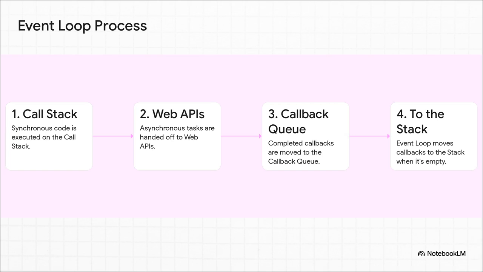And here's the play-by-play. All your normal synchronous code gets run one by one on something called the call stack. But if you have an async task like a timer, it gets handed off to the browser's web APIs to handle in the background. Once that timer is done, its function doesn't just jump back in, it waits patiently in the callback queue. The event loop has one simple job. It constantly checks, is the call stack empty? As soon as it is, then it takes the first thing from the queue and puts it on the stack to run. That's the secret sauce to JavaScript's non-blocking nature.